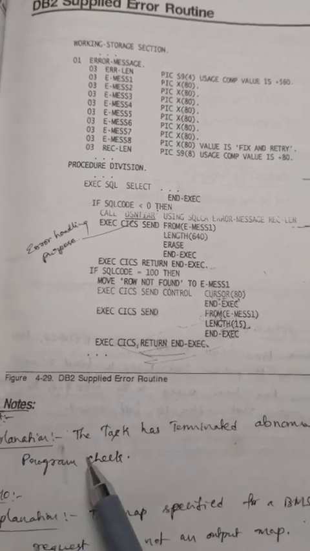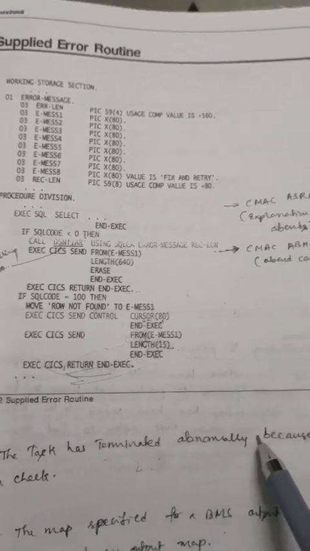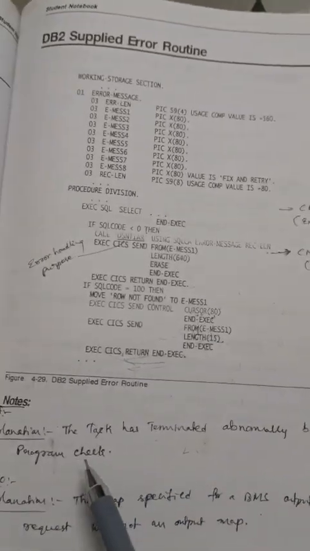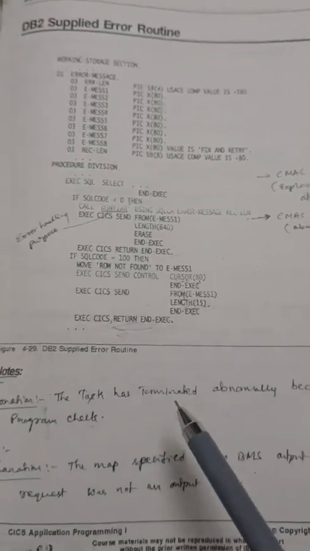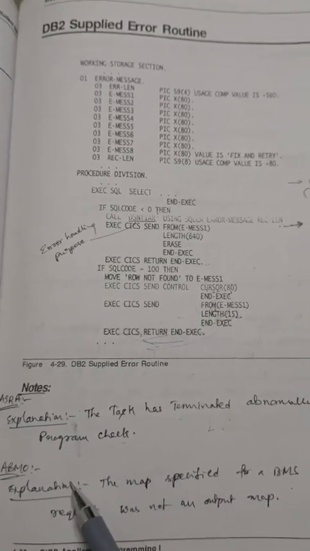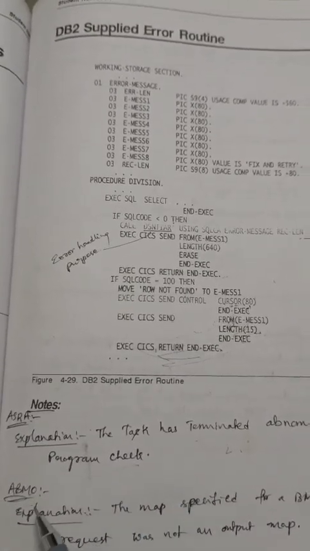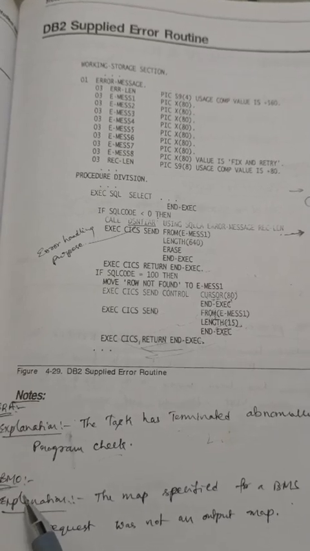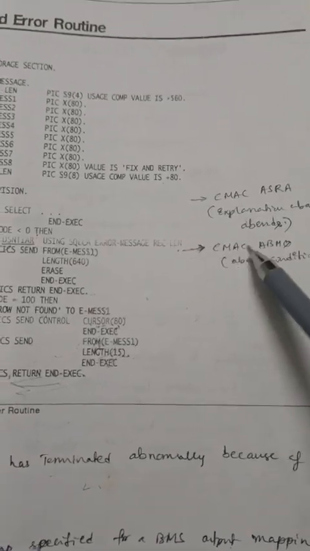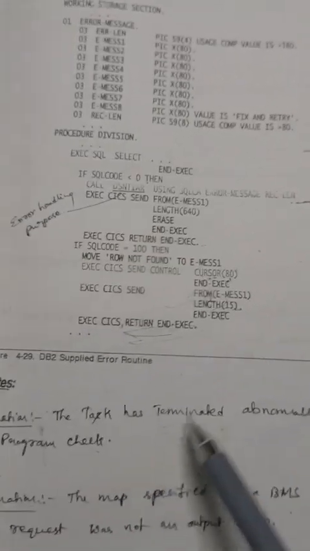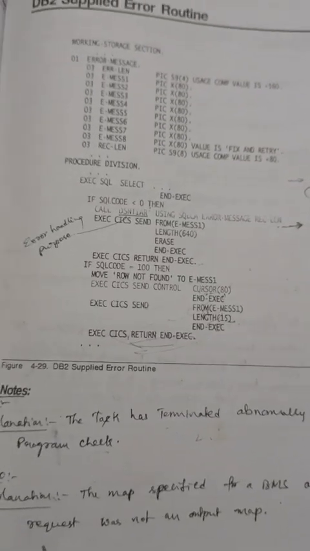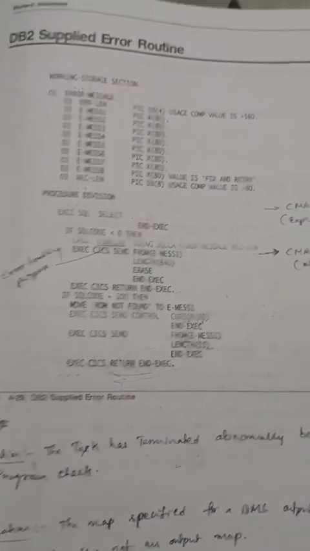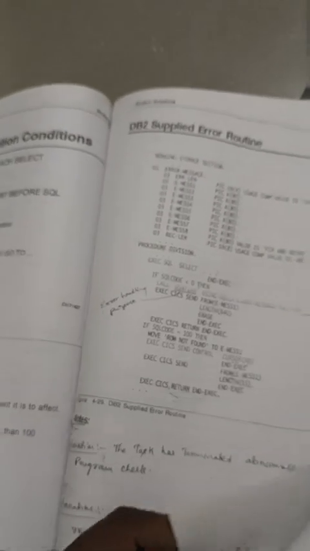We will see what an ASRA abend is. The task has been terminated abnormally because of a program check. This is called an ASRA abend. Whenever I check CMAC ASRA, this is the error message displayed on the screen for me. That's why I wrote it in the notes here. What is an ABMO? This is the error message I got after running CMAC ABMO: the map specified for the BMS output mapping request was not defined in the output map. And next we move to the next screen.